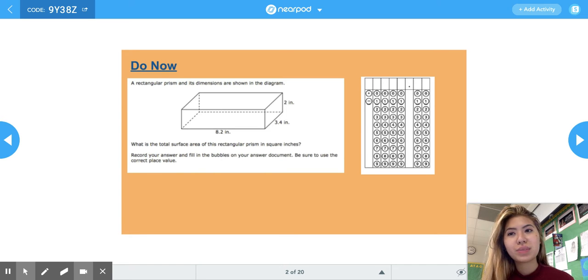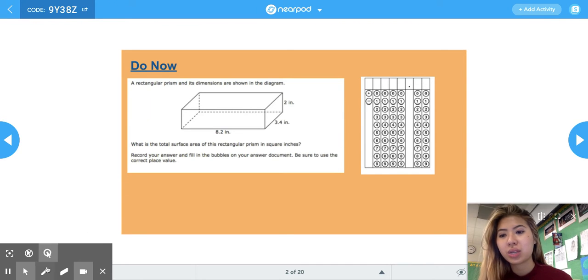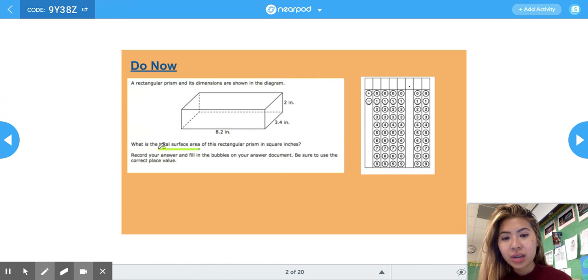Good morning and welcome to today's lesson on finding the volume of rectangular pyramids. Our do now reads: a rectangular prism and its dimensions are shown in the diagram. What is the total surface area of this rectangular prism in square inches? Then we have a bubble sheet that we have to fill in.